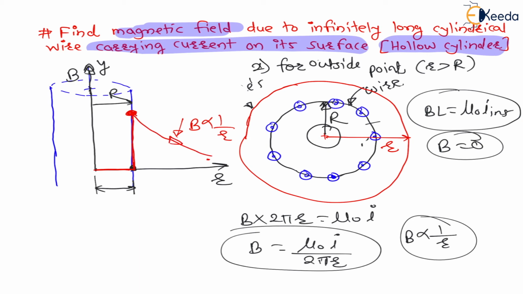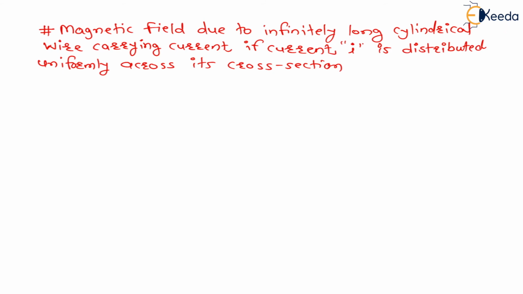Let us understand the third case. Let us say what happens if this is a solid cylinder, a complete solid cylinder, where current is flowing through the inside also. At each and every location current is flowing, so it is a bundle of small wires packed in a cylinder. Now let us move to the third case, that is the magnetic field due to an infinitely long cylindrical wire carrying current I, if the current is distributed uniformly across its cross section.